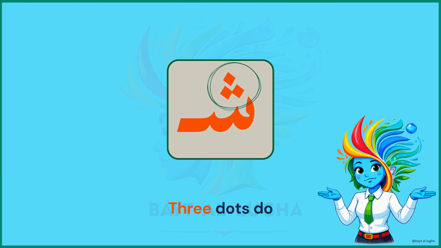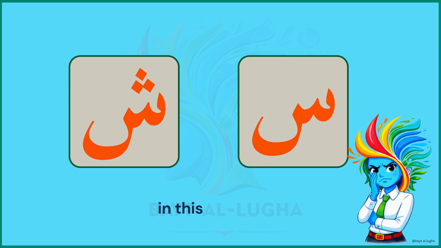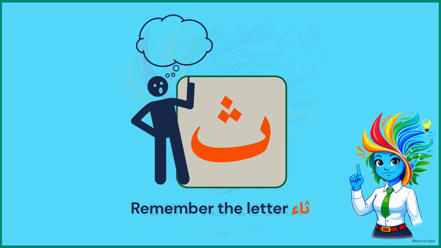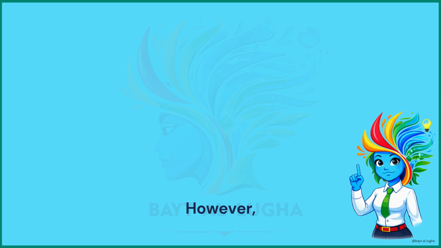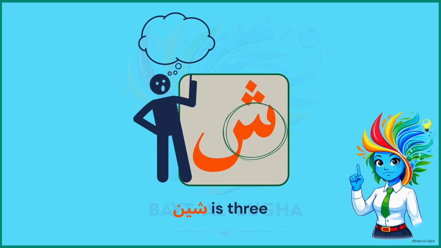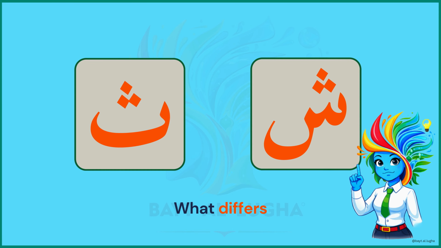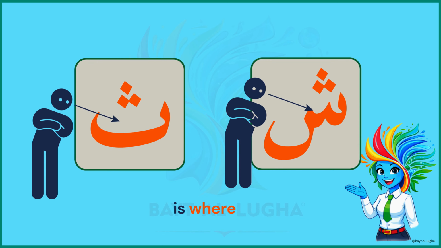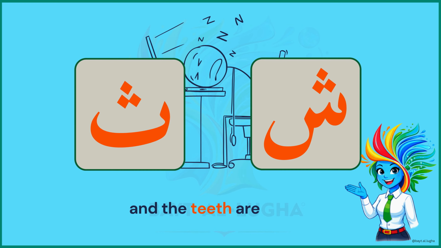3 dots do not mean shin. This is the mistake I correct most in this group, and it is worth 90 seconds of your attention. Remember the letter tha is one tooth with 3 dots. However, shin is 3 teeth with 3 dots. Both have the dots as a triangle. The dots are identical. What differs is underneath them. And underneath is where you were not looking, because the dots are dramatic and the teeth are boring.